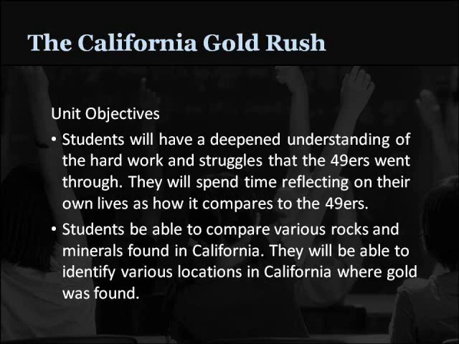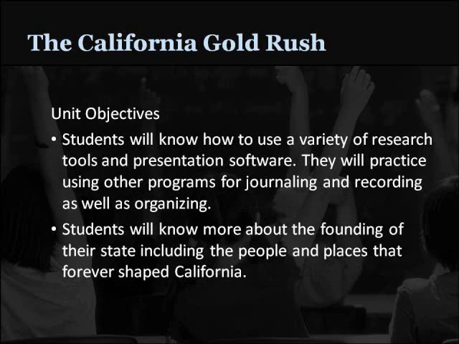Students will also have some time to reflect on what the day in the life was for each of the 49ers that came to California. They're going to be able to identify locations that gold was found. They're going to look at California history from a bird's eye view and hopefully really take in the statehood. Finally, students will be able to journal and record. Students will be able to learn about how the state of California was shaped forever by the people that came here and the time when it was founded.